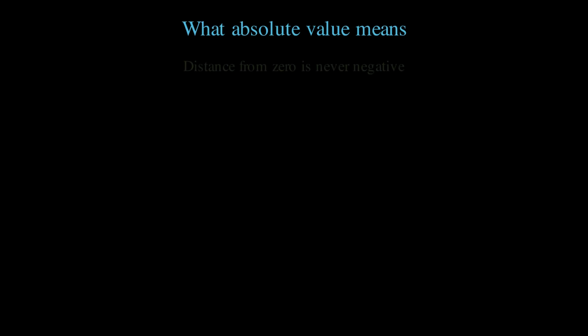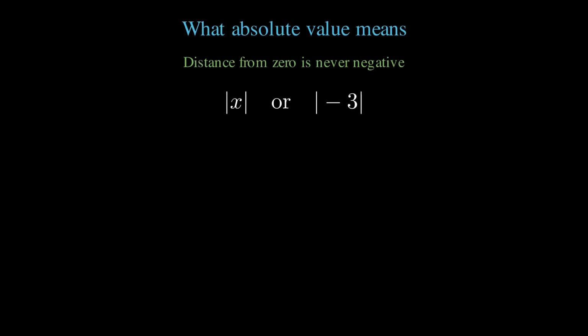In math, absolute value means distance from zero on the number line. That distance is never negative, so an absolute value expression is always zero or positive. We write it with vertical bars around the quantity inside. Think of it as a size measurement, not a direction. This is why the SAT tests absolute value so often. It checks whether you understand distance, symmetry, and the idea of splitting into cases.